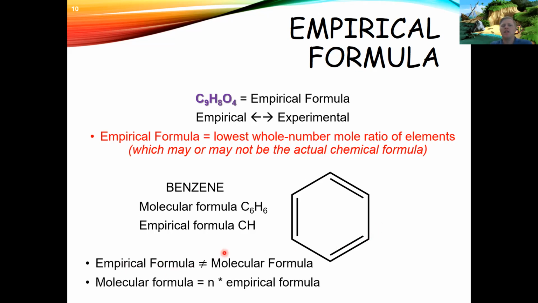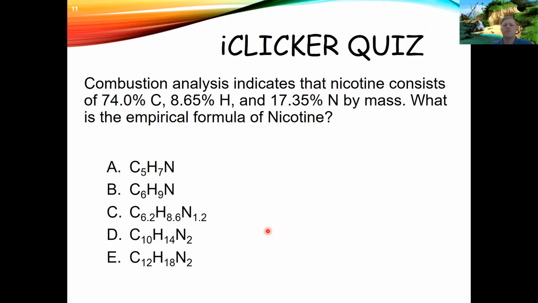The empirical formula does not always equal the molecular formula. They're not always the same thing. But the one thing that we do get that's nice is the molecular formula is always some whole number integer times their empirical formula, right? So in this case, our molecular formula is 6 times our empirical formula. So it always has to be a whole number multiple of our empirical formula, which makes our lives a lot easier. So before we get into too much more of that, though, I'm going to give you a combustion reaction here.